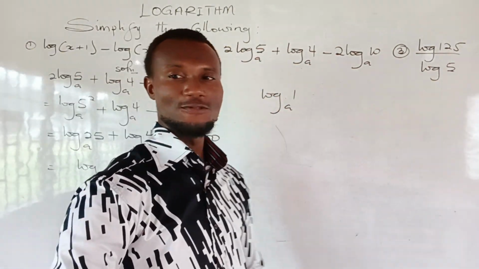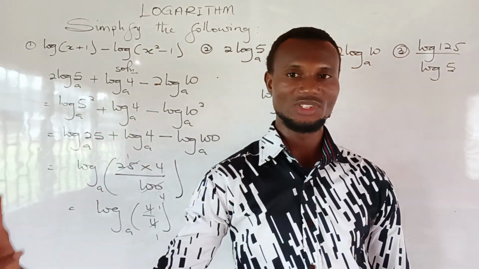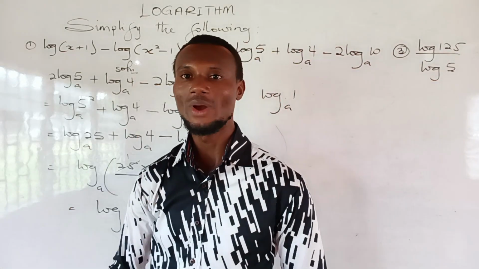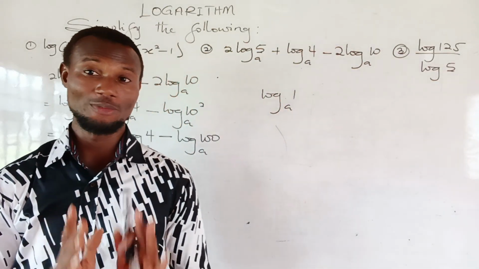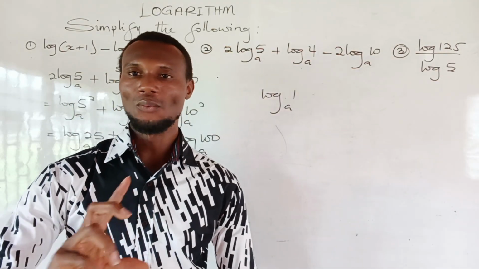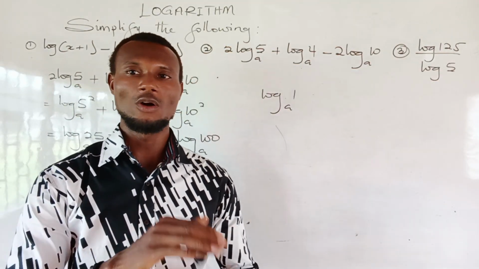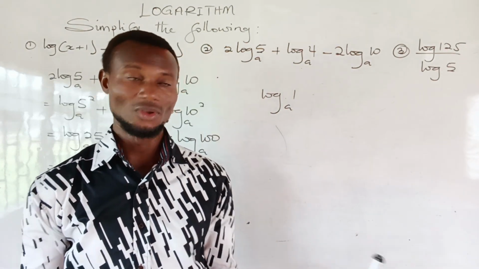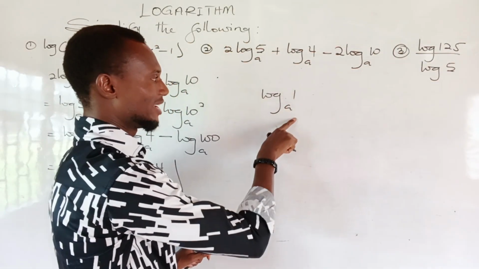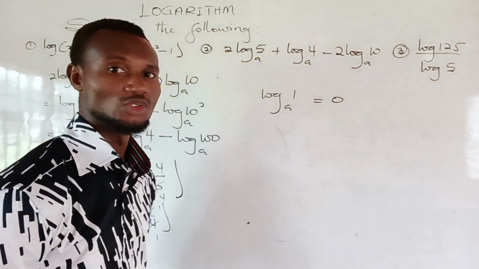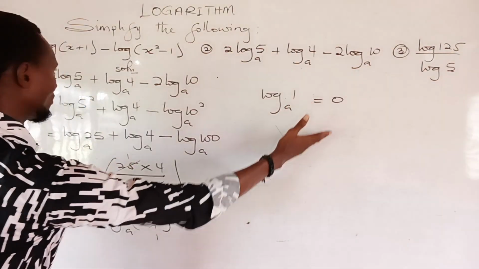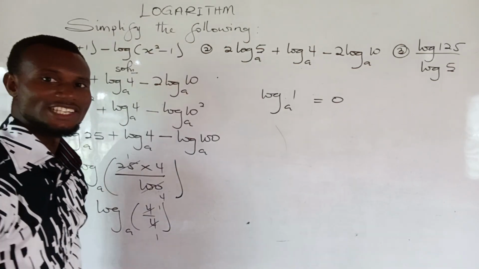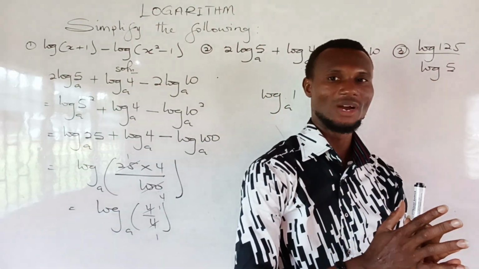Now, we've also learned in the previous videos that the log of 1 to any base is always equal to 0. I hope you remember that. That's one property of logarithms that we learned in the previous video, that the log of 1 to any base is always 0. In simple terms, it means the log of 1 is 0. So having log 1 to the base a is equal to 0. So my final answer is 0. That is the simplification of question number 2. I hope the explanation was clear enough and you understood it as well.